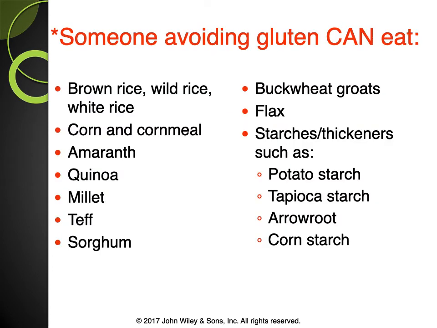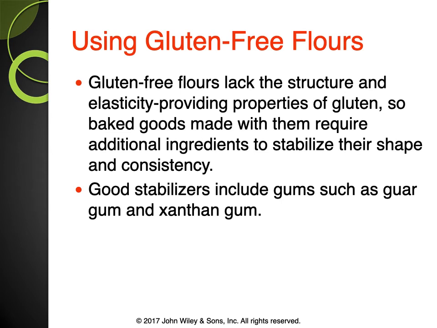Someone avoiding gluten can eat brown rice, wild rice, white rice, corn and cornmeal, amaranth, quinoa, millet, teff, sorghum, buckwheat, flax, starches, including potato, tapioca, arrowroot, and cornstarch. So these are all good, and you should know them for Chapter 11 homework. You can buy some gluten-free flours. There are some out there, but it is hard.